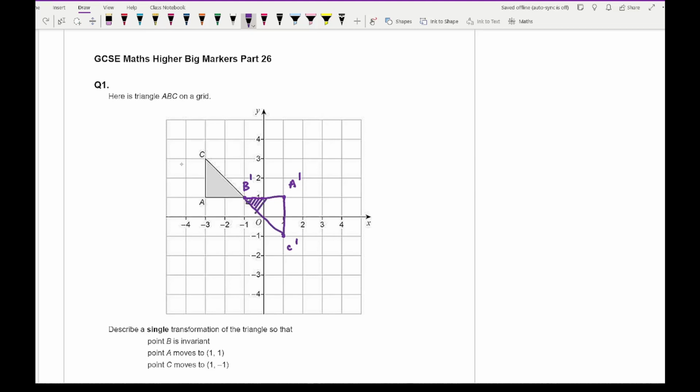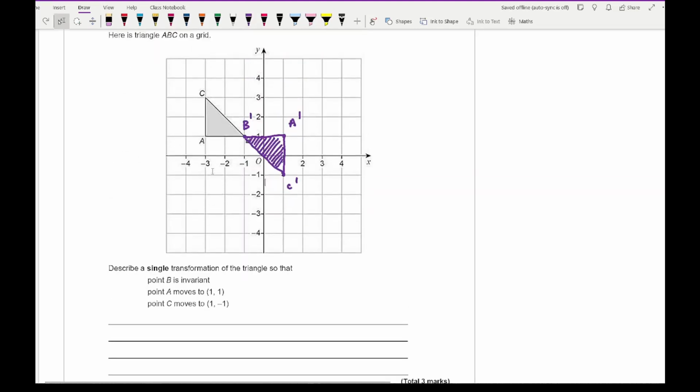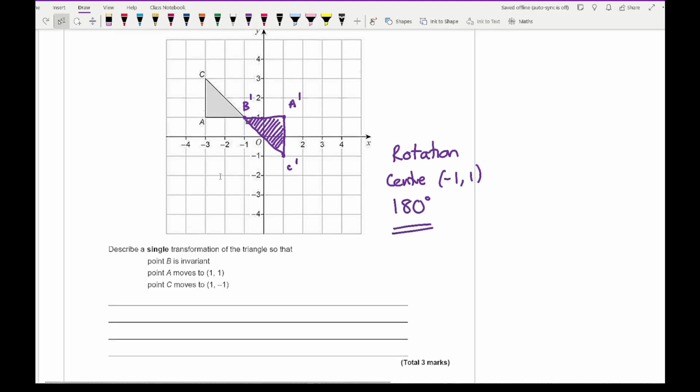So from this, what we then need to do is describe the transformation. Now this question is worth 3 marks. I'd probably say that you would get 1 mark for drawing the new triangle as long as it is plotted correctly. So for this, hopefully you've chosen the right transformation, which is a rotation. And with a rotation, you want to give 2 bits of information. You want to give the center of rotation, so the center is going to be point B, which is (-1, 1), and the angle of rotation, which is 180 degrees. And that will be fine for the 3 marks.